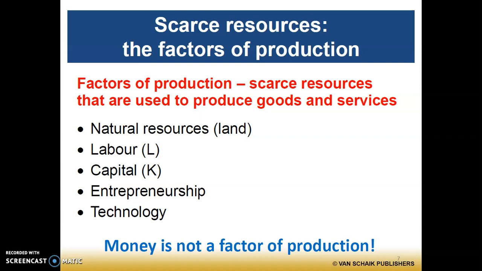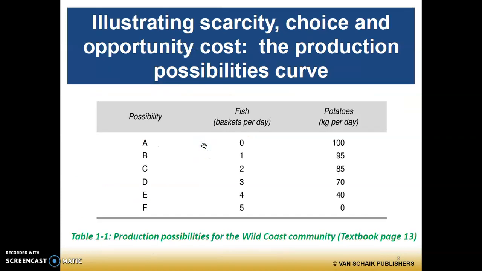Then do note that money is not a factor of production. Goods and services cannot be produced with money. Money is a medium of exchange. So, scarcity, choice, and opportunity cost can be illustrated with the aid of a production possibility curve.